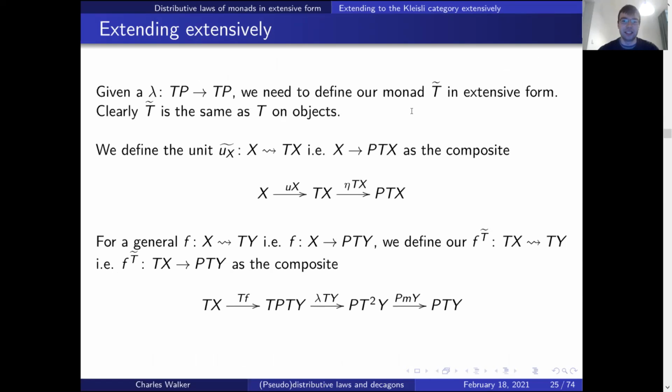If we're given our lambda, we need to define our monad in extensive form. So clearly T twiddle will be the same as T on objects. We define our unit, which will be a squiggly arrow or a Kleisli arrow from X to TX, i.e. an arrow from X to PTX, as this composite. And for a general F, a Kleisli arrow from X to TY, i.e. an actual arrow from X into PTY, we define our extension of F by this formula. This will be our arrow from TX to TY in the Kleisli category.